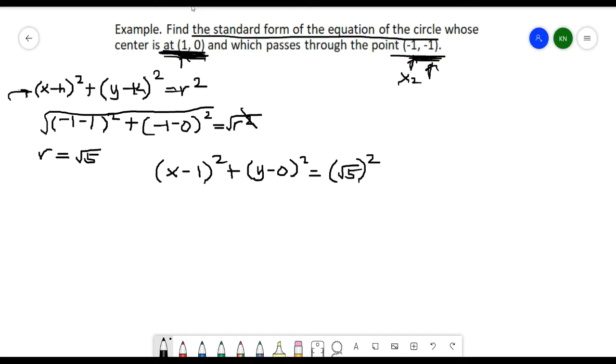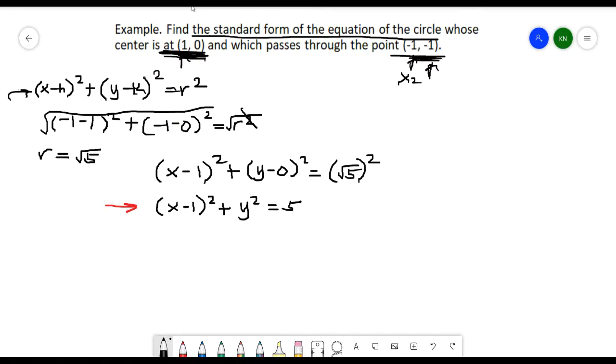So that being said, we have x minus 1 squared plus y squared, because this is 0. So if you expand that one, the remaining term is just y squared. And we also have our square root of 5 squared, that is equivalent to 5. So meaning to say, this is already the standard form of the equation of our circle.